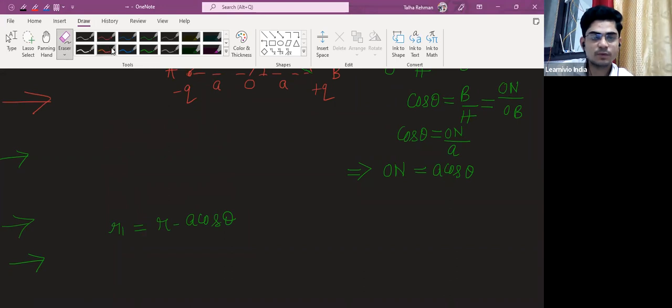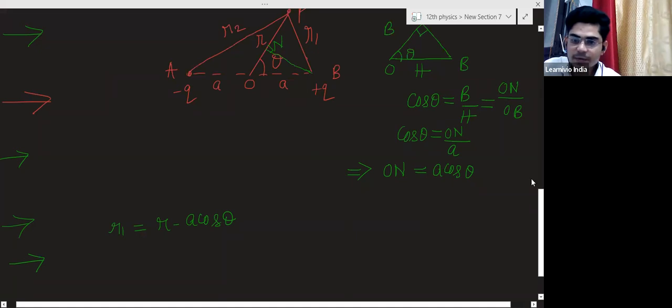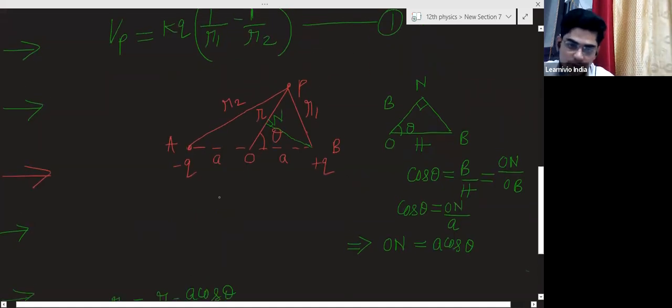Now I am extending this OP like this, and drawing a perpendicular from point A to this extended OP. So now here is a triangle.